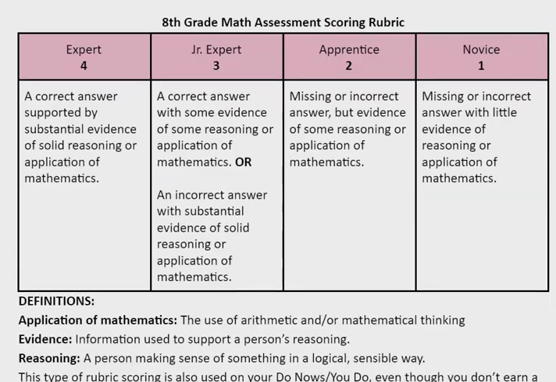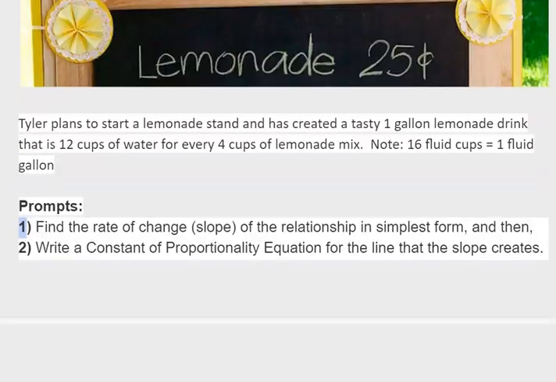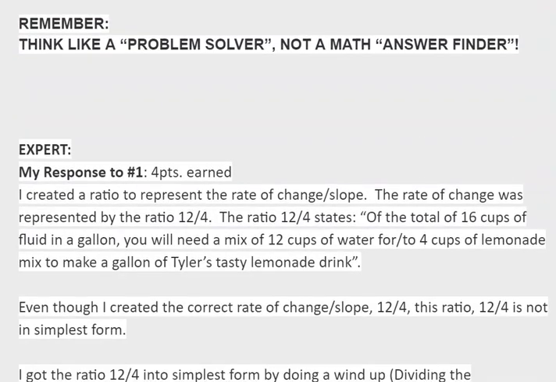What they did in this situation was they had a correct answer. All the answers were correct, supported by substantial evidence of solid reasoning or application of mathematics. I think that's some really good reasoning here. Let's look at some reasoning points they used. Of the total of 16 cups of fluid in a gallon, you need a mix of 12 cups of water by 4 cups of lemonade. This person lets me know they know that there's 16 cups of fluid in a gallon.